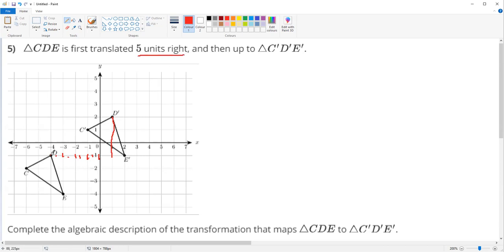And then how many up is it? You can go 1, 2, 3. Yep, that's 3 up. Or you can be like, okay, this is -1.